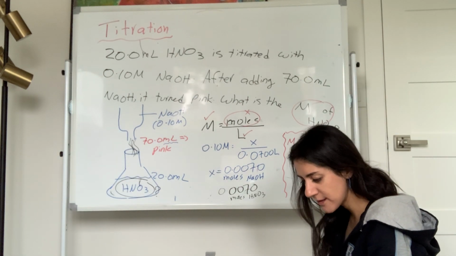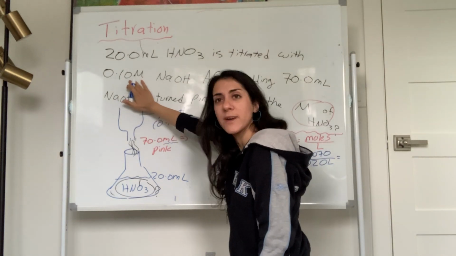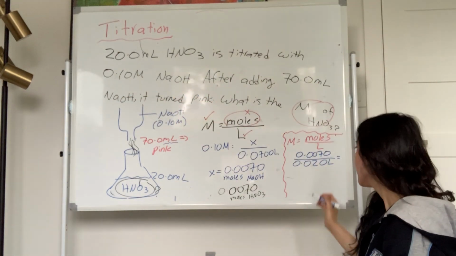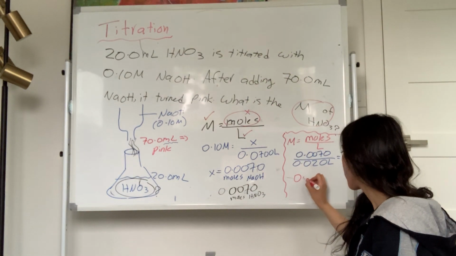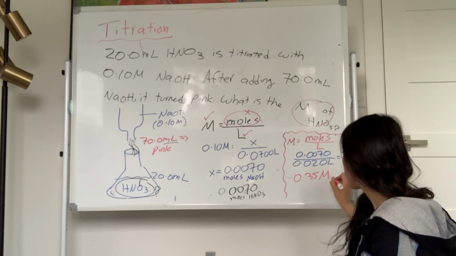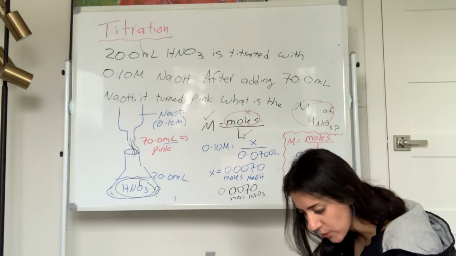Okay. So if I divide these two together, again, I'm limited to 2 sig fig. Don't forget the sig fig. I'm limited to 2 sig fig. So my final answer is going to be 0.35 molar.